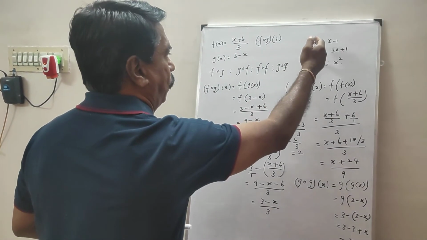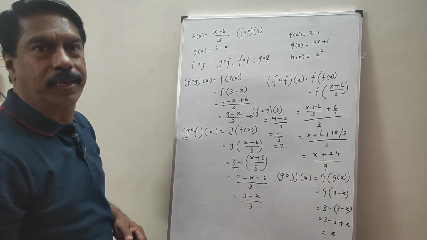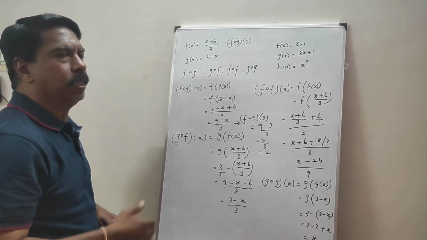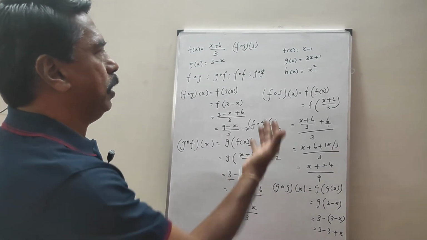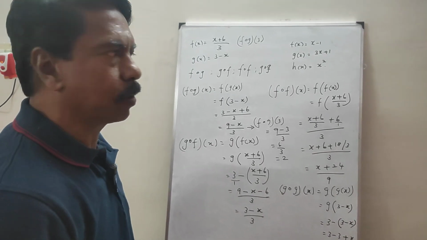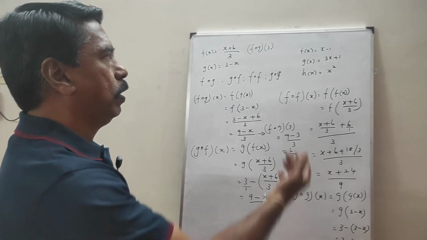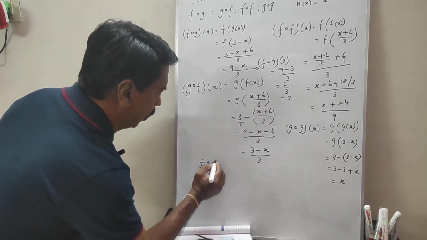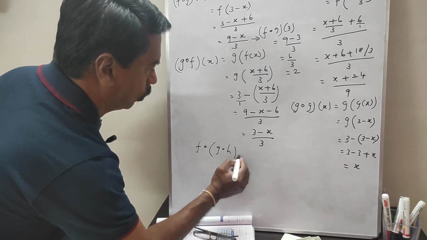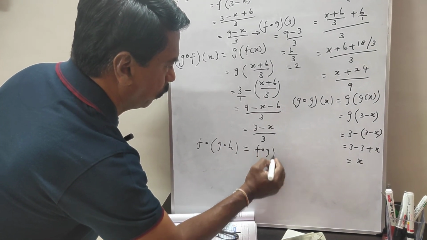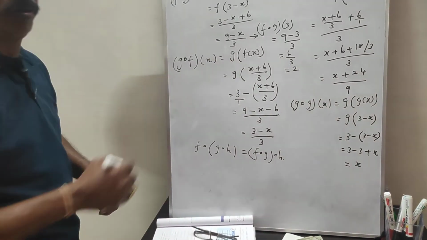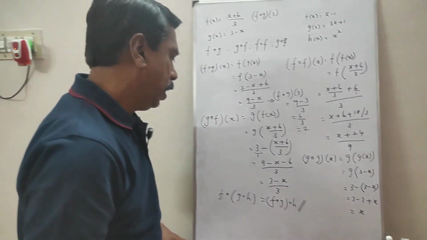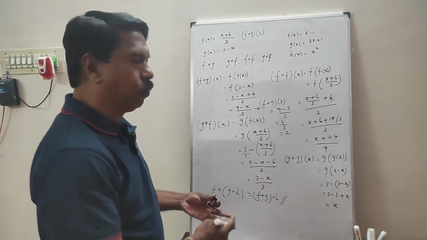And when f of x, g of x and h of x are given, we can prove that. It is always an important 5-mark question. They will ask you to verify the associative property. What is associative? f dot g dot h is equal to f dot g of h. As the time is running out, I will prove this one in the next class.